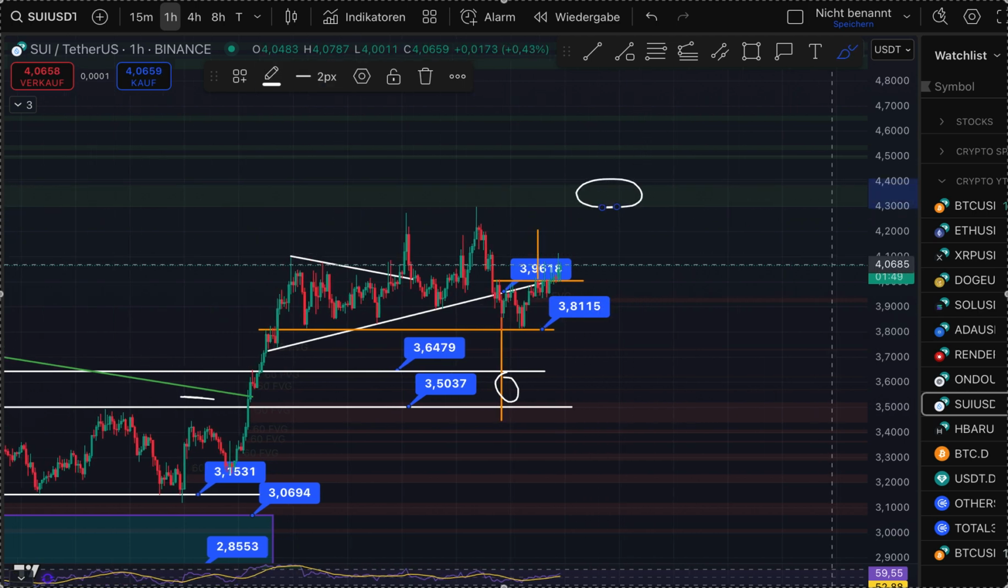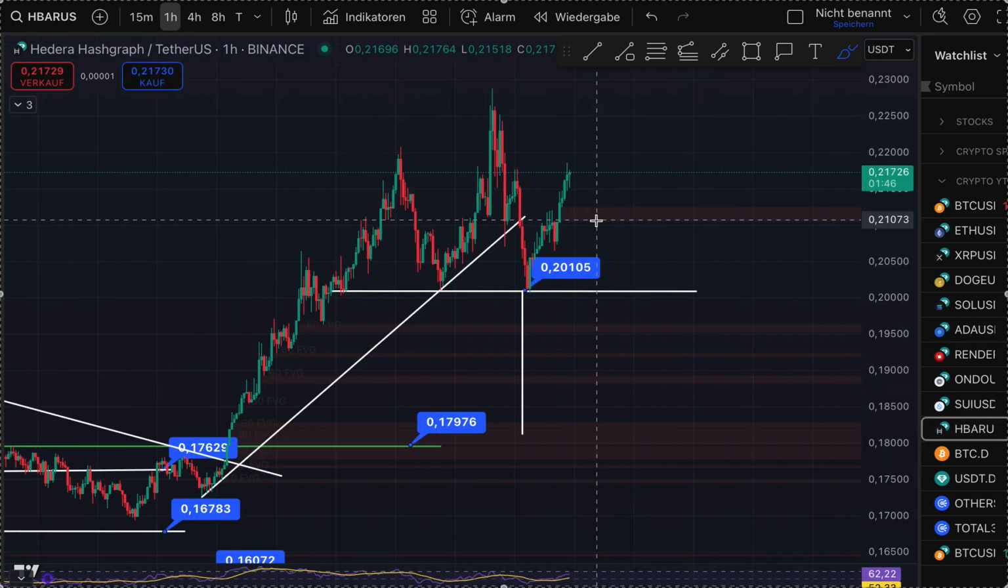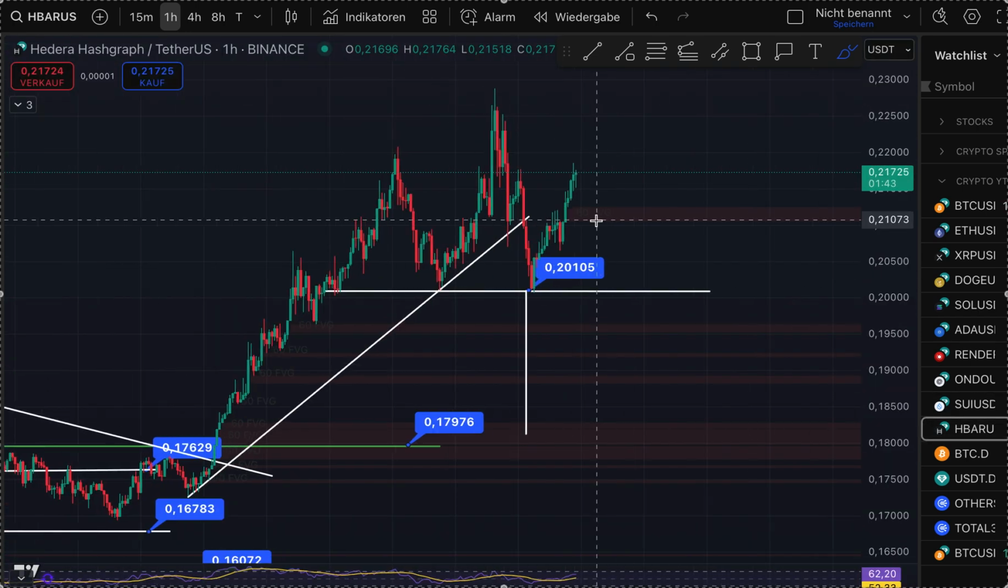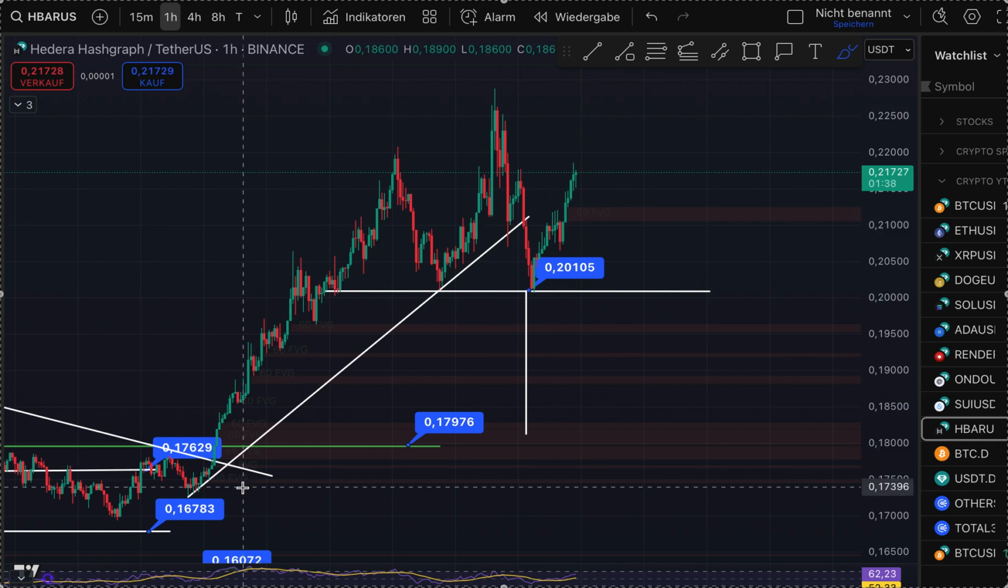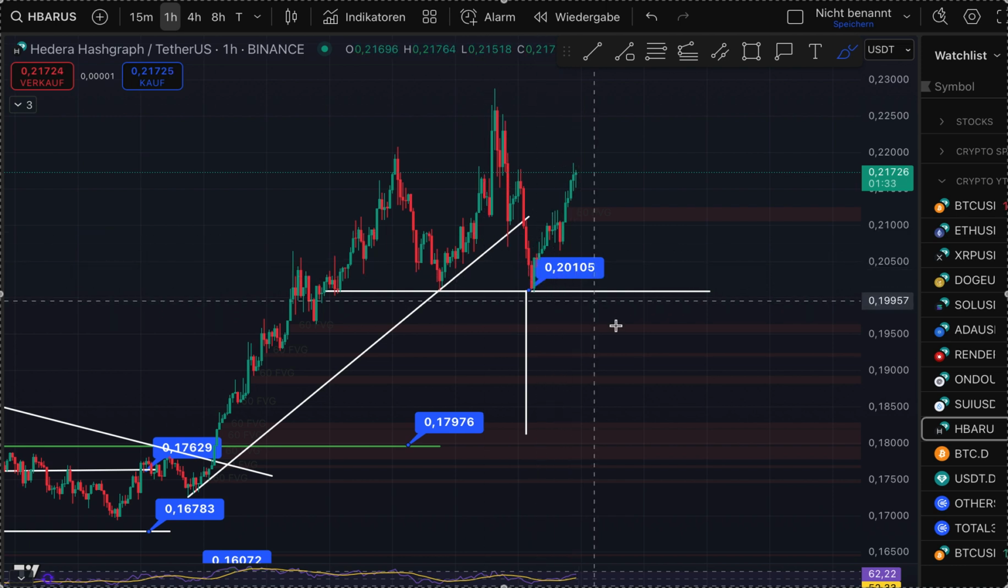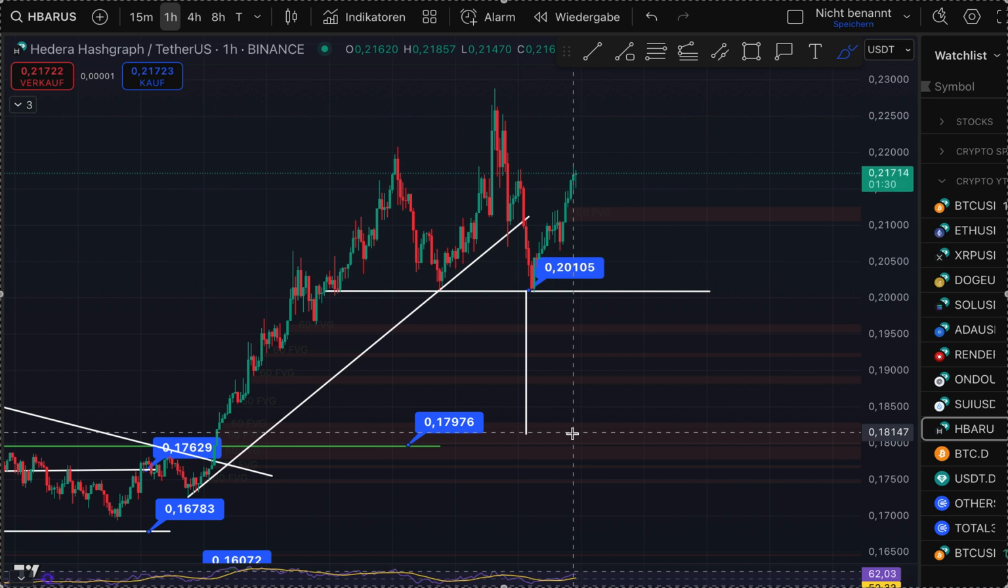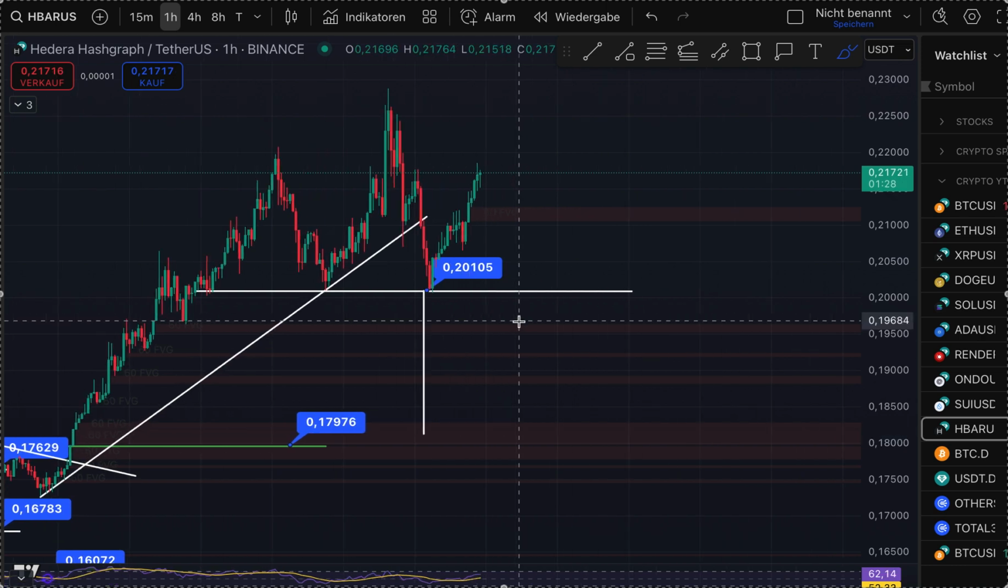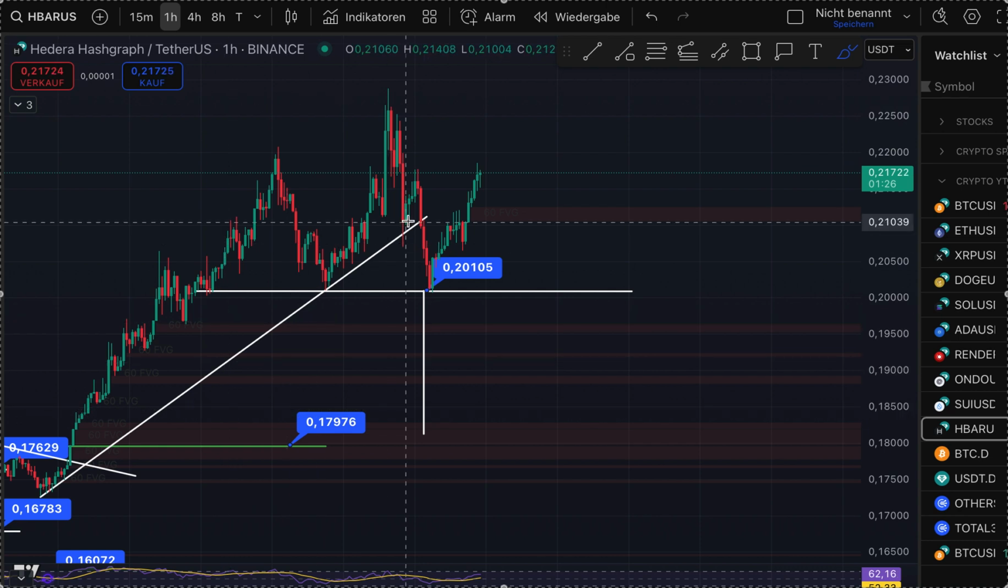So, what about HBAR? HBAR did what I have assumed yesterday. So we have said that HBAR isn't tradable at all unless we break the 20 cents to the downside. Then it would look negative for HBAR. What I have also said is that this white trend line here is not tradable because it is too sharp. It's just an indication. It should symbolize to us a trend reversal where we can say if we break it to the downside, then we have to be a bit more careful, but the 20 cents were my trigger mark.